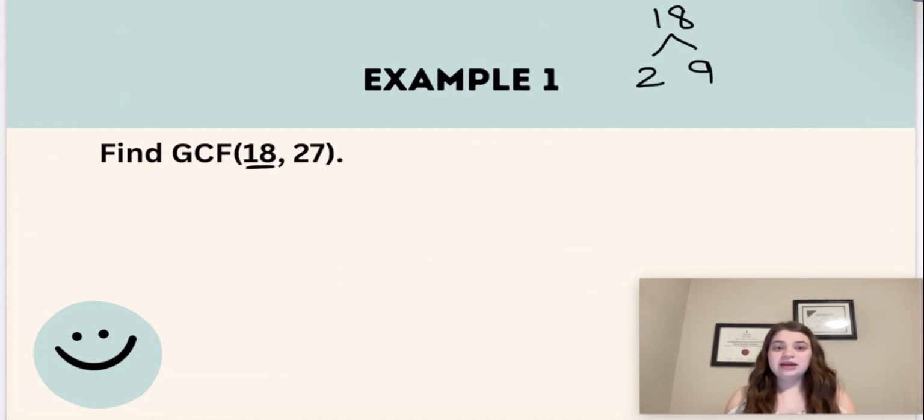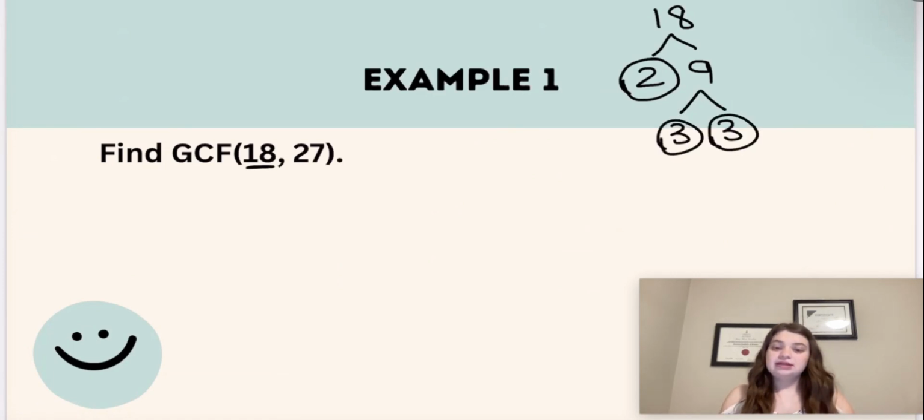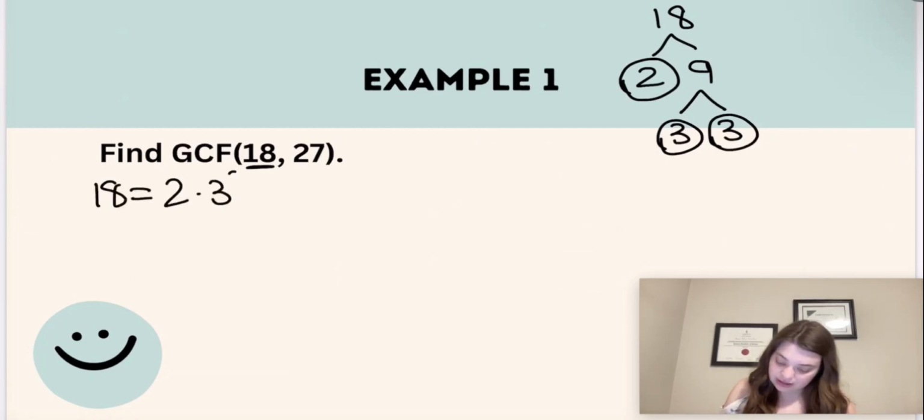Now, any numbers out of 2 and 9 that are prime, meaning that their only factors are 1 and itself, would be circled at this point. So I'm going to circle 2 because 2 cannot be broken down into any further factors because it's prime. However, 9 is the same as 3 times 3. So for 9, I'm going to put 3 and 3. And 3 is prime, so I'll circle those 3's. So therefore, 18 can essentially just be written as 2 times 3 times 3, or 2 times 3 squared.